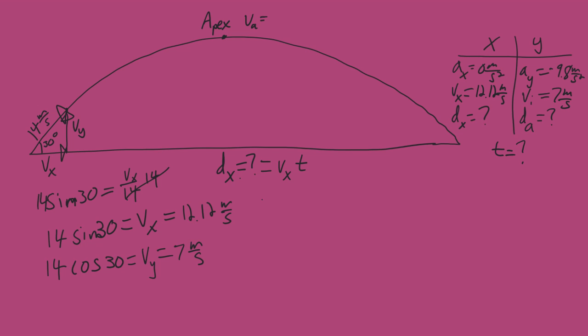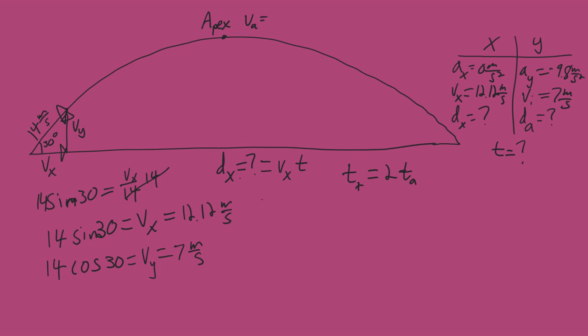So if we look at our numbers in the vertical direction, we only have two givens. We don't have anything else, but knowing some things about projectiles is going to help us. We know that the time up is the time down. Or another way to say it is that the total time, time sub t, is equal to twice the time up, or time to the apex.